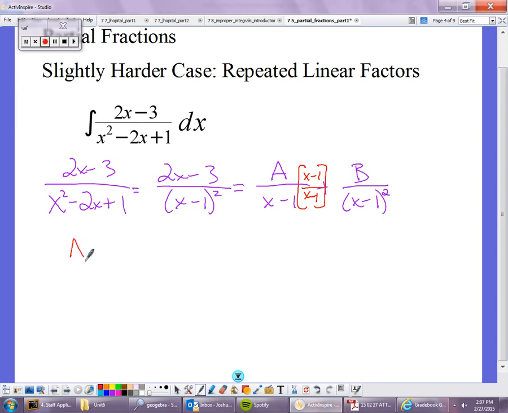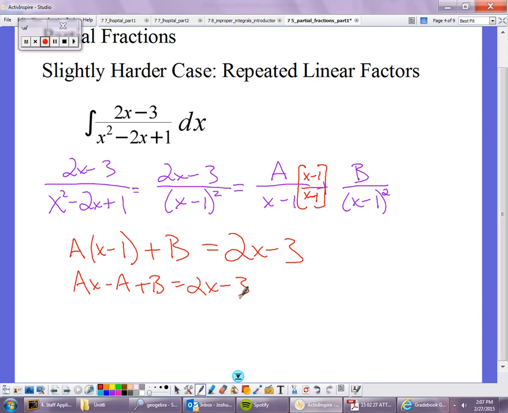So what do we end up with? We end up with A times x minus 1 plus B. That would be our new numerator once we've combined these two. And we know that has to be equal to this numerator over here, which was 2x minus 3. So Ax minus A plus B equals 2x minus 3. Now we do the thing where we separate out x's, constants, and so on. So we've got Ax and 2x. That's easy: Ax equals 2x. And we've got negative A and B and negative 3 over here. So negative A plus B equals negative 3.